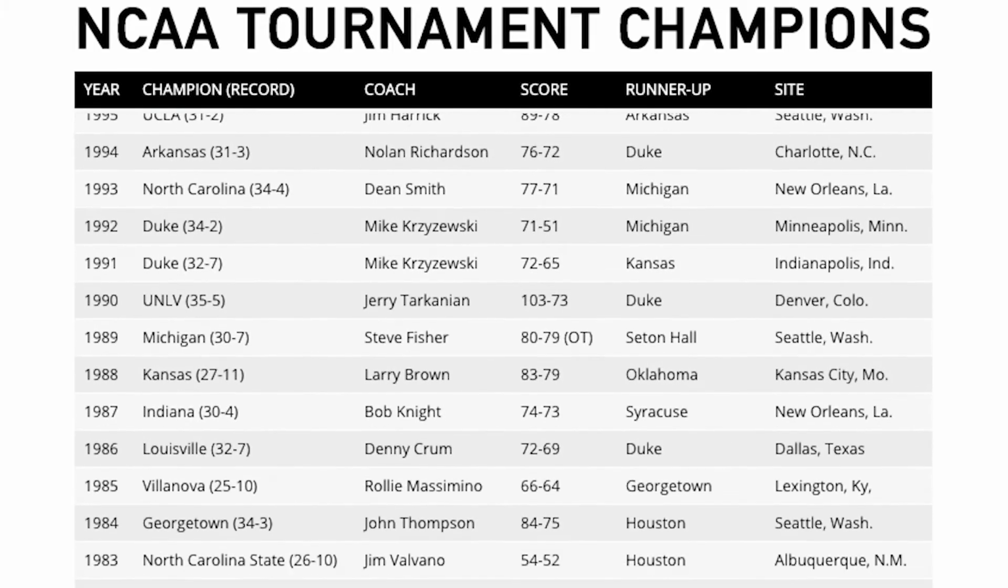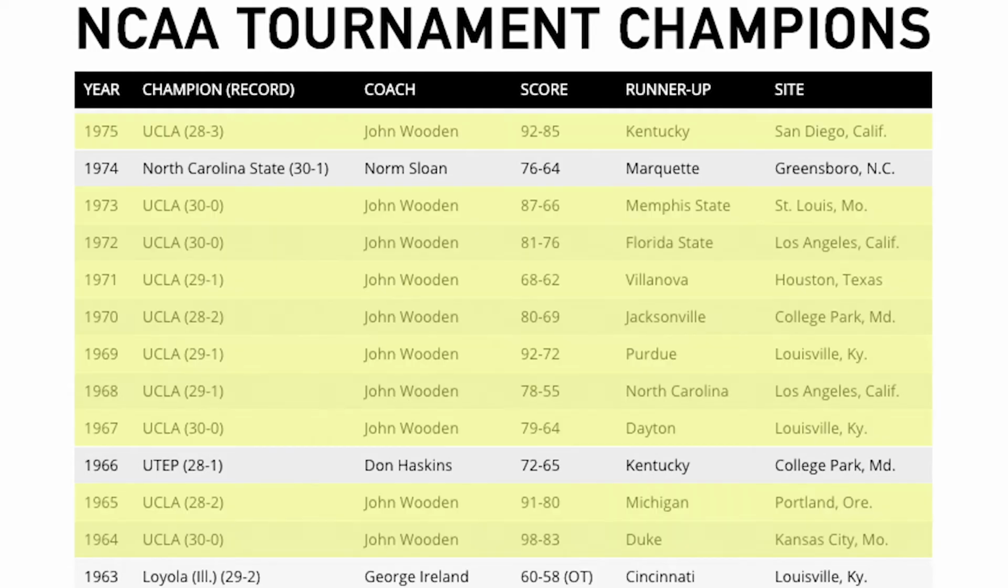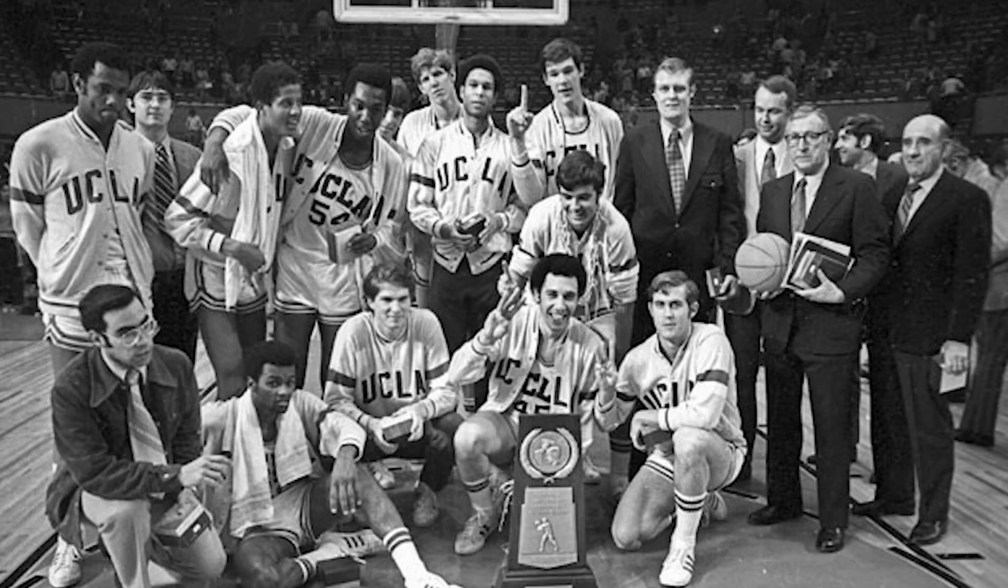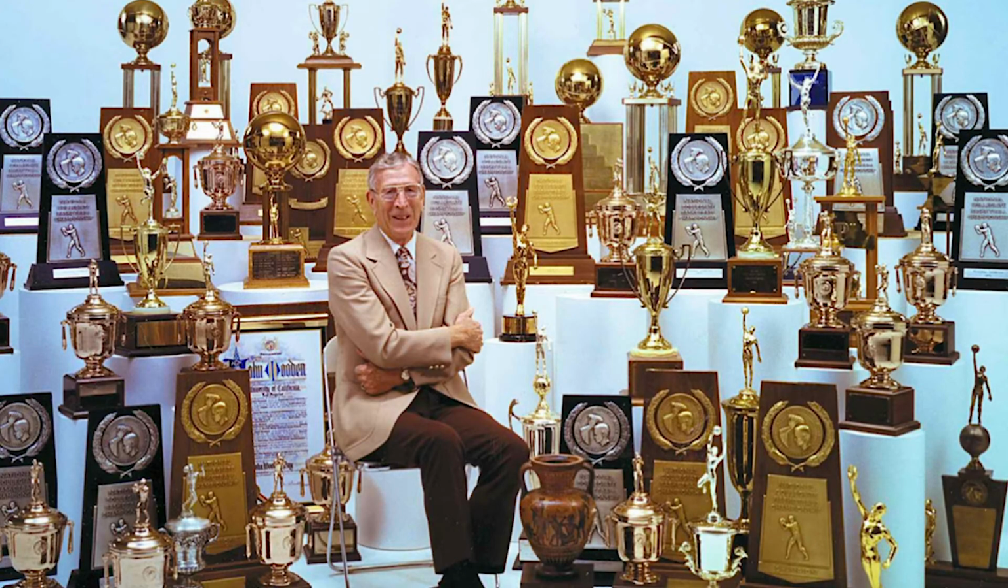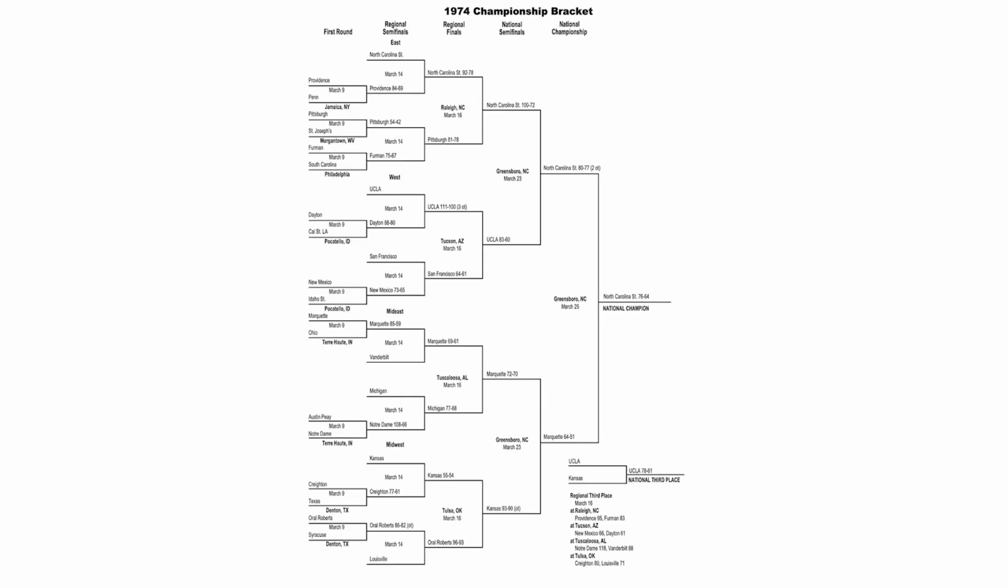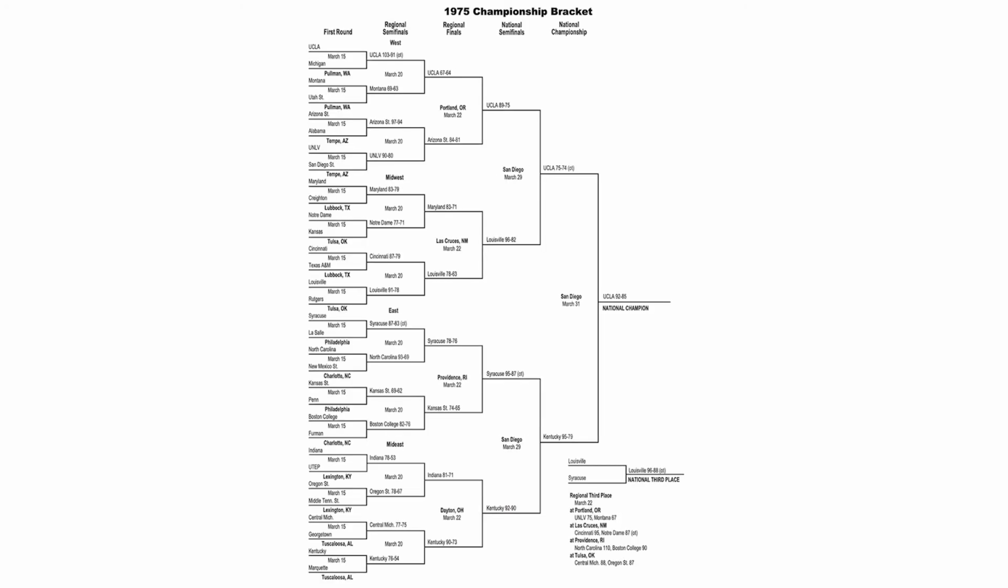What's more, in the 1960s and 70s, UCLA won 10 championships in a period of 12 years. There wasn't much thrill in picking a bracket when everyone knew who was going to win it. But in 1975, what would be UCLA's last championship of that run, the tournament expanded from a field of 25 to a much cleaner 32 teams.